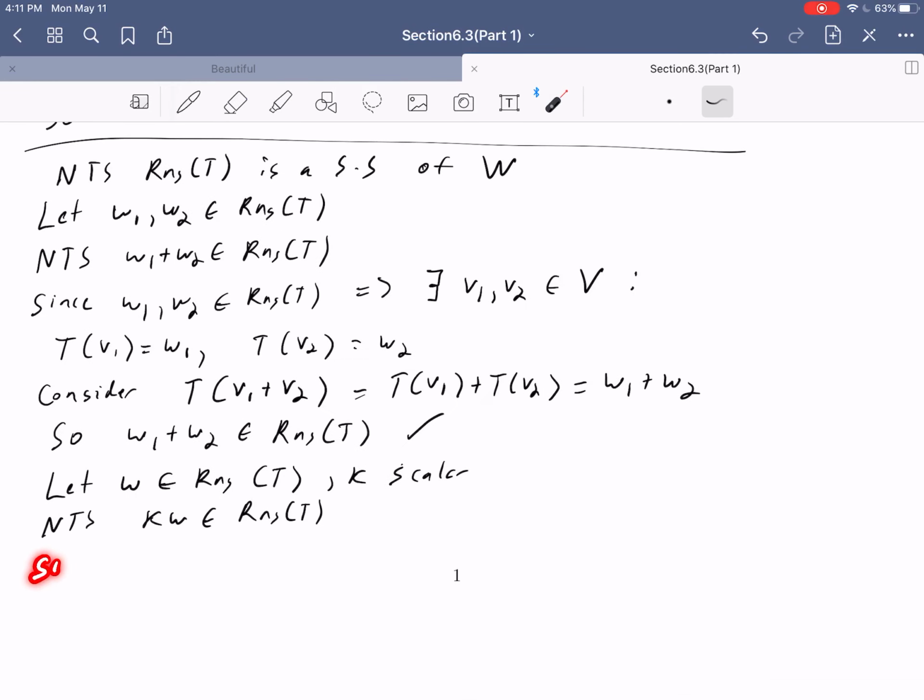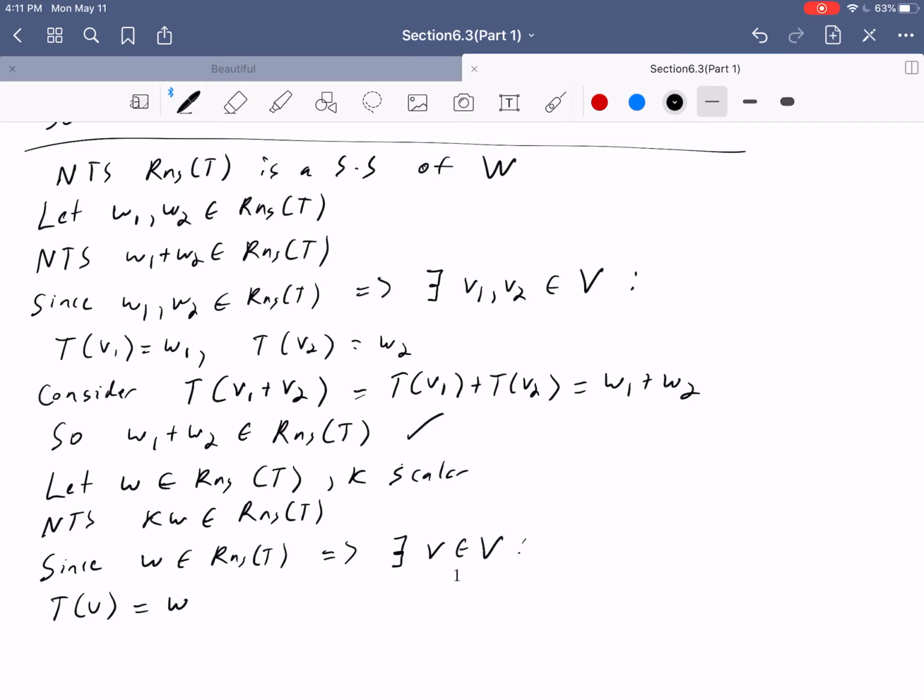Well, again, same idea. We can say that since w is an element of the range of T, that implies there exists a v, an element of V, such that T of v is equal to w. All right, so we know that there's something in V that gets mapped to w. Now, what are we going to use to get mapped to kw? Well, we should use kv.